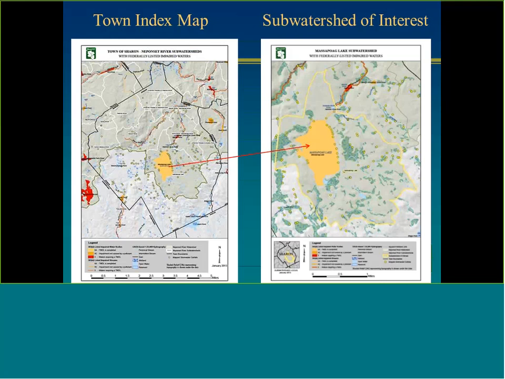A subwatershed is of interest when it is identified as a water quality hotspot, as defined by its impaired waters category. The subwatershed of interest map on the right contains the same information as the index map, but narrows the focus from the town-wide perspective to a selected subwatershed, highlighted in yellow, with a limited land area, typically 2 to 15 square miles, and confined drainage.